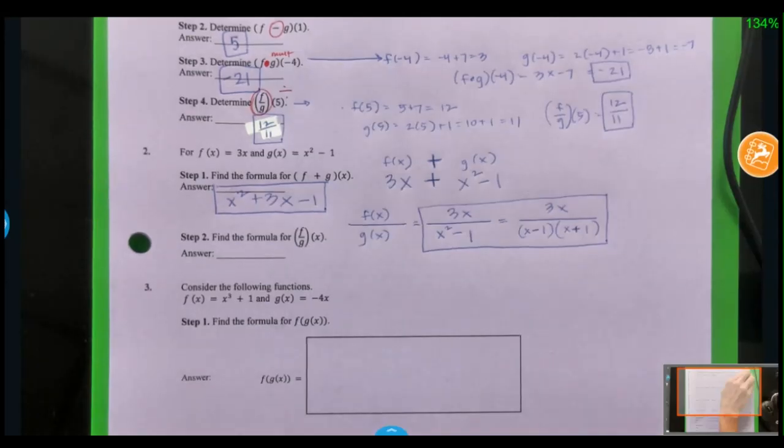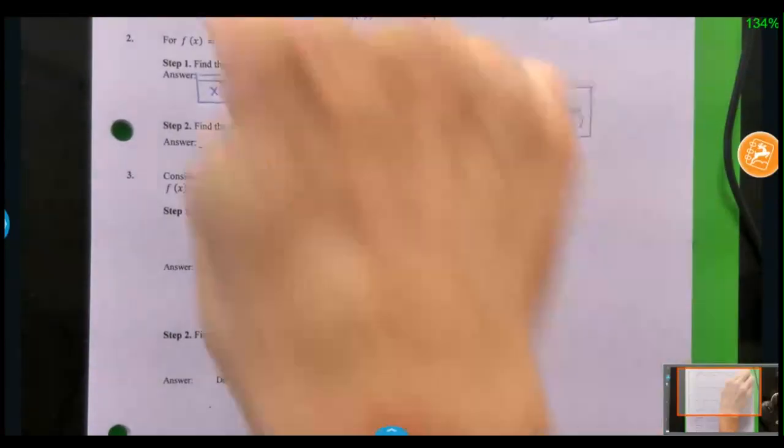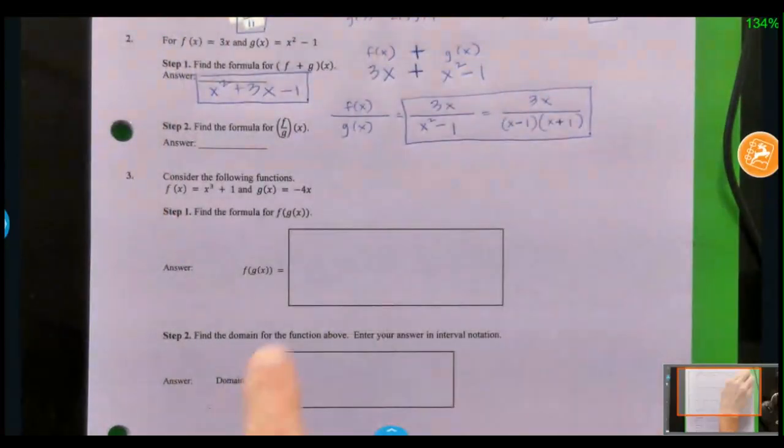All right, so let's go to Daniel. Daniel, what is the difference between what you're asked to do in number 2 versus what you're asked to do in number 3?